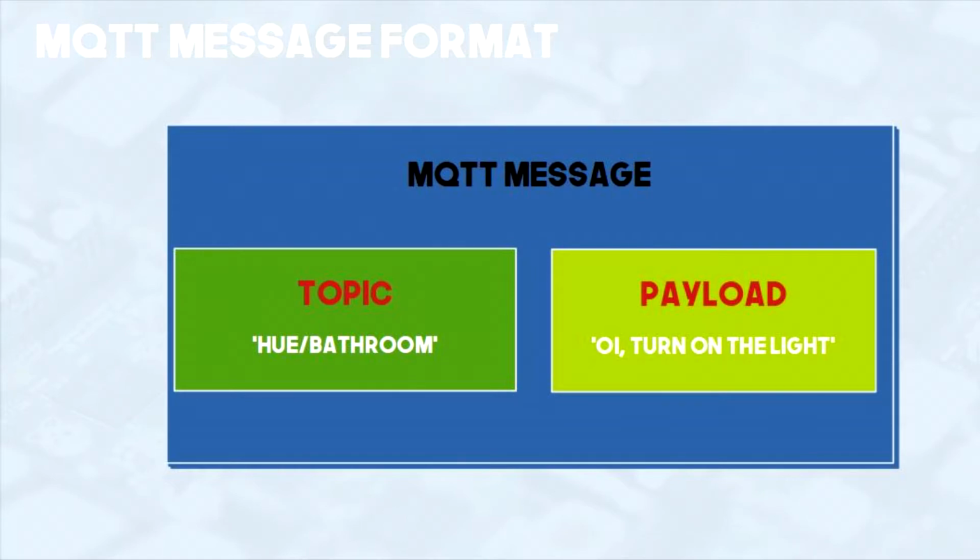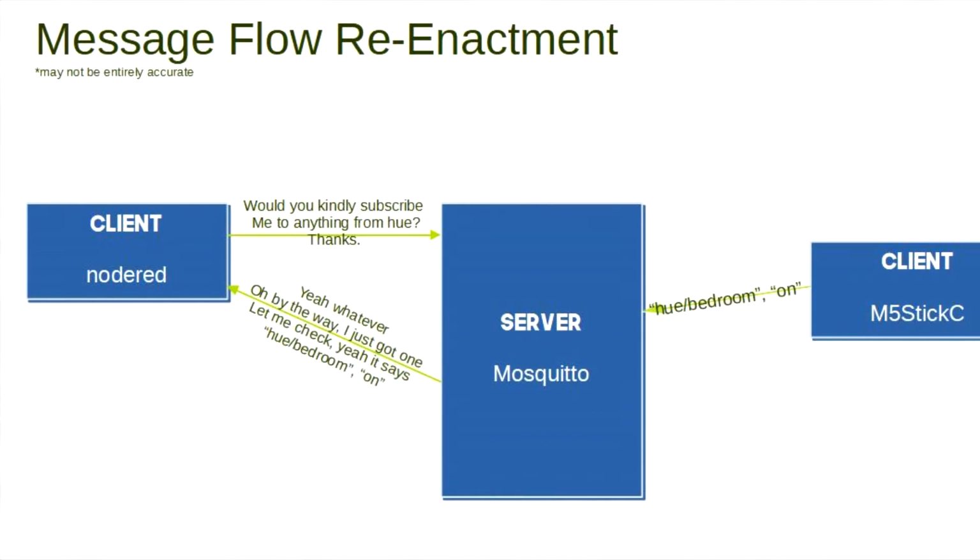For example, if you're accessing an API, you might call http://home-server/hue/bathroom, and you would post something like state equals on. And the MQTT equivalent to that is to publish to the topic hue/bathroom, with the payload of the string being just a character string on. So as you can see, this is not actually that complicated.